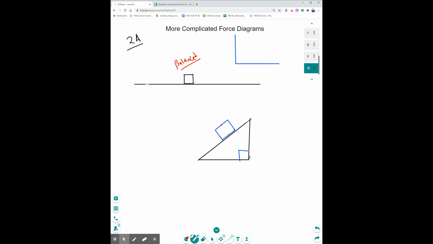What two forces are acting on the box? Well, we've got gravity down or weight down, right? Weight or the force of gravity, same thing. And then pointing up is the normal force, right? And they're equal and they're opposite. So if we make the force diagram for that, it'll be very easy.